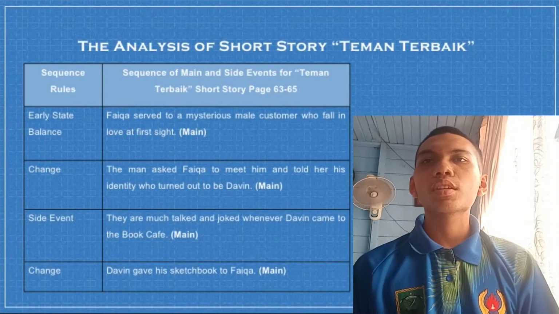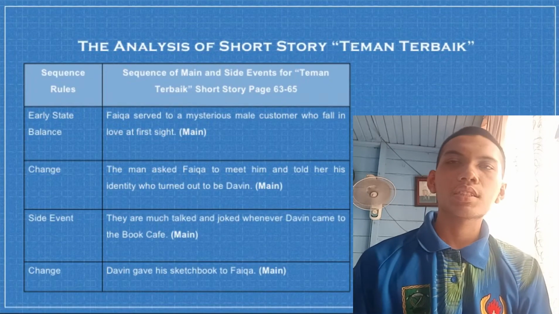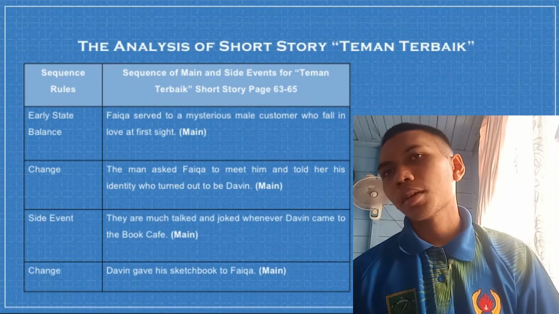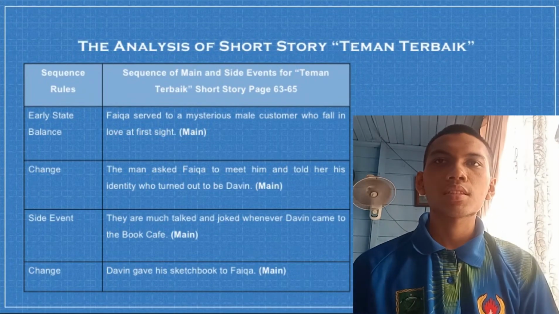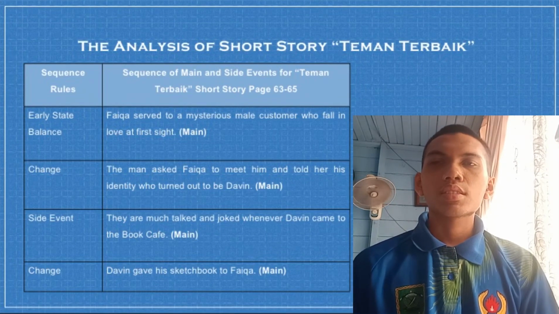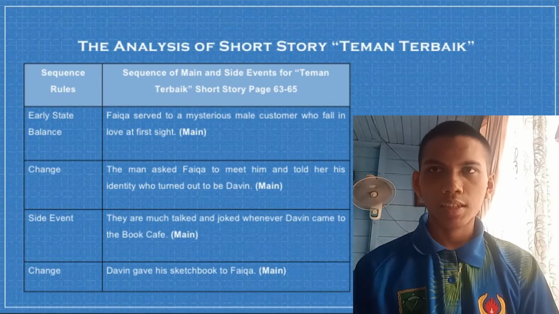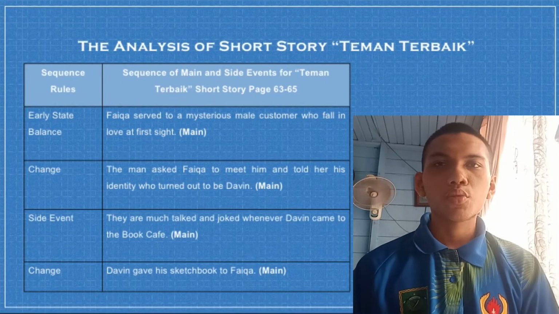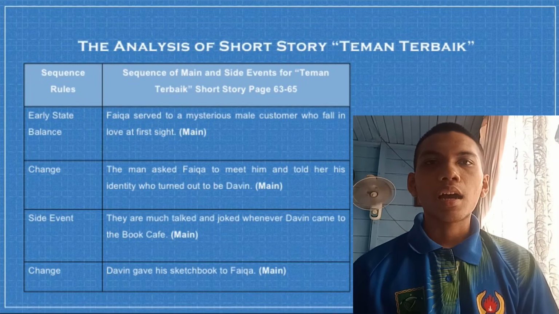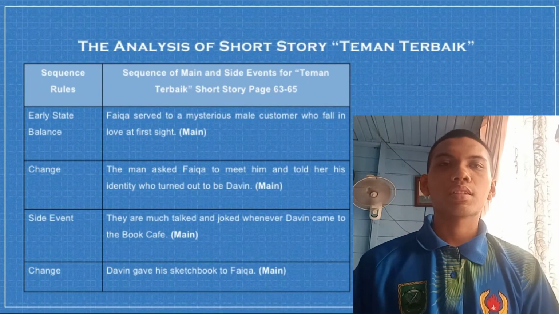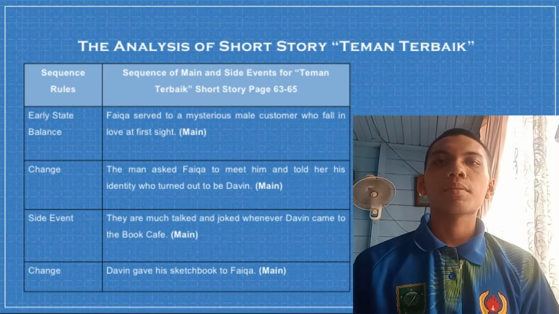Hello guys, so I'm going to tell you about the analysis of the short story Teman Terbaik, page 63 until 65. In the table, number 1 is about the early state balance, as mentioned in the sequence, which is Faika serving a mysterious male customer with whom she fell in love at first sight. Faika's condition in the dialogue, "Sungguh, tingkah lakuku benar-benar seperti remaja yang sedang jatuh cinta. Aku jadi salah tingkah sendiri karenanya," is the main event and the first step in the growth of the seeds of love in Faika in subsequent events. This is an early state balance.